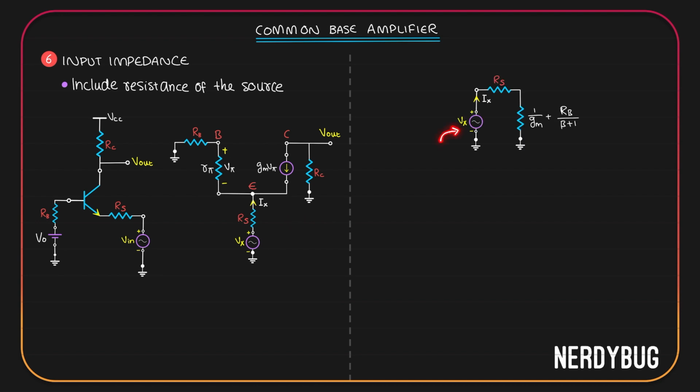There is Vx over here. Rs is connected in series with Vx. Ix is the current that will flow through Rs. Here also Ix is the current that will be flowing through Rs. Now the rest of the circuit model is modeled as a single resistor whose resistance is 1 by Gm plus Rb by beta plus 1. Now from here, what will be the new Vx by Ix? These two resistors are in series. So the new Vx by Ix will be Rs plus 1 by Gm plus Rb by beta plus 1.